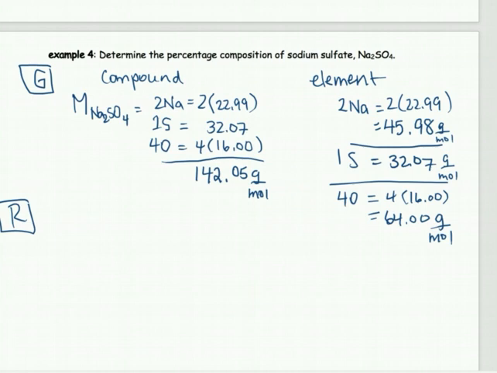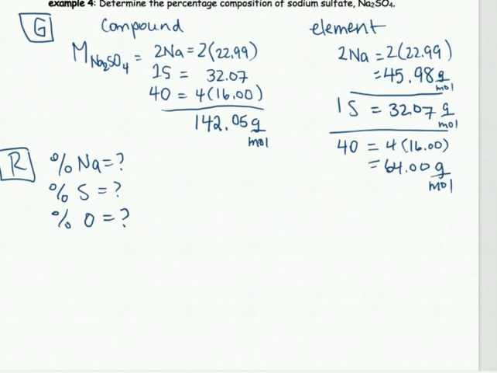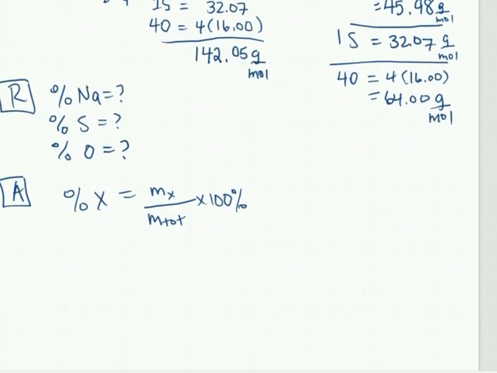Okay. All right, so percentage composition. So we need to know the percentage of sodium, the percentage of sulfur, and the percentage of oxygen. Okay, so sodium. I guess I need the formula here. Okay, so it's the plan. Okay, so we need the percent of X is the mass of X over the total, times 100.